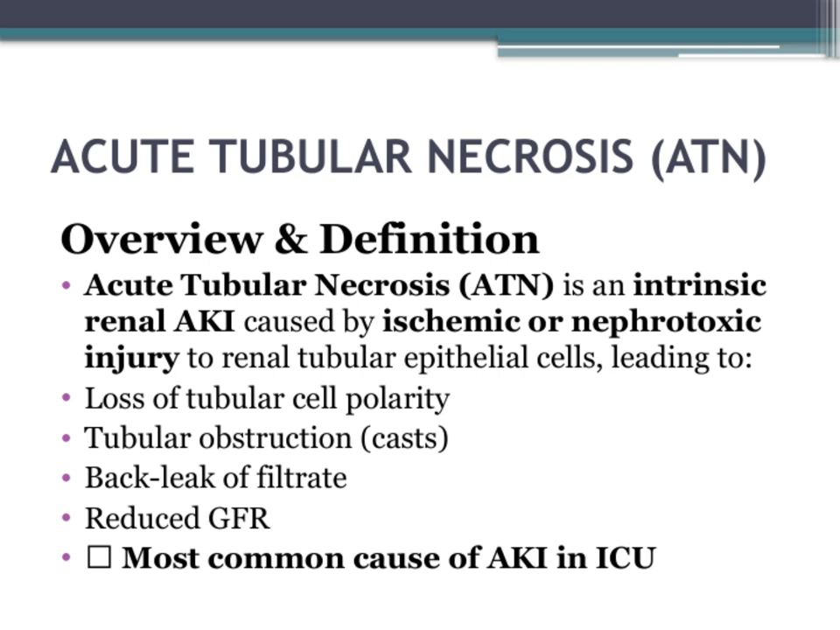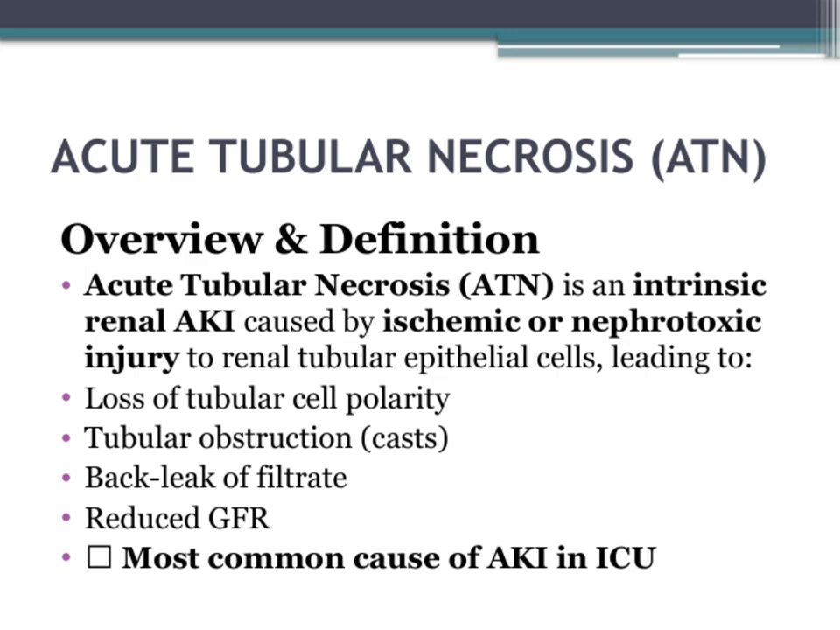When these cells are injured, several key problems occur. First, there's a loss of tubular cell polarity, which disrupts the normal function and organization of the cells. Second, tubular obstruction can develop because of casts. These are conglomerates of cells and proteins that block the flow within the tubules.